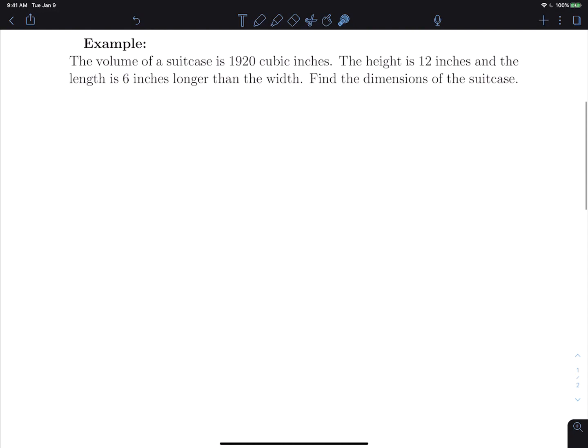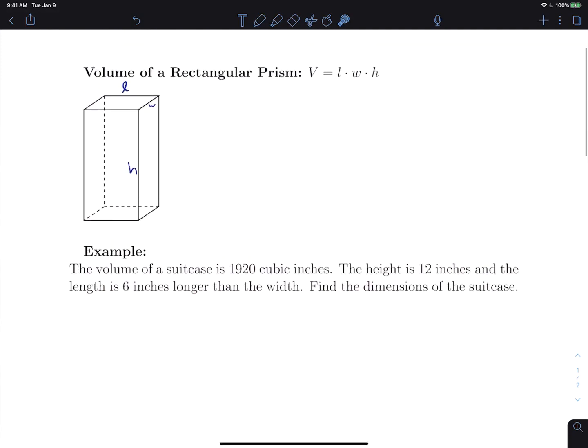So the volume of a suitcase is 1920 cubic inches. The height is 12 inches and the length is 6 inches longer than the width. Find the dimensions of the suitcase. So I'm going to go ahead and use this to help us out.